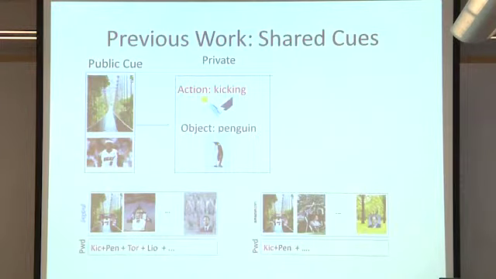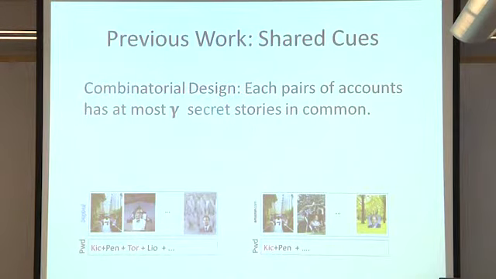Similarly, when you go to another website like Amazon, you're prompted with a different set of challenges. And the key idea is to use combinatorial designs to ensure that every pair of accounts has at most gamma secrets in common. So notice here that when the user logs into paypal.com and when the user logs into amazon.com, this challenge involving LeBron James on the bridge is the same in both instances.